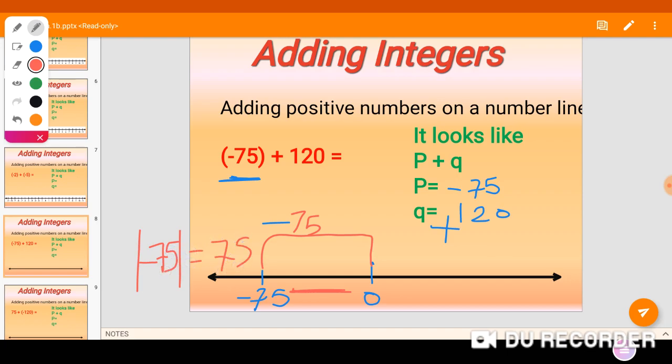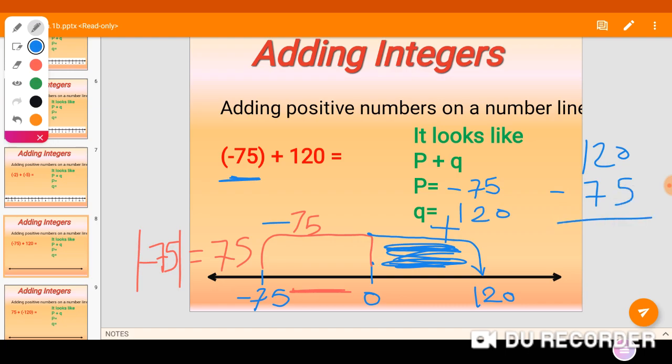Okay, we want to move to 120. 120 is actually positive, so we will find it on the positive side. Consider 120 is here. The distance is the difference between 120 and 75. So 120 minus 75 equals positive 45. So the result is positive 45.